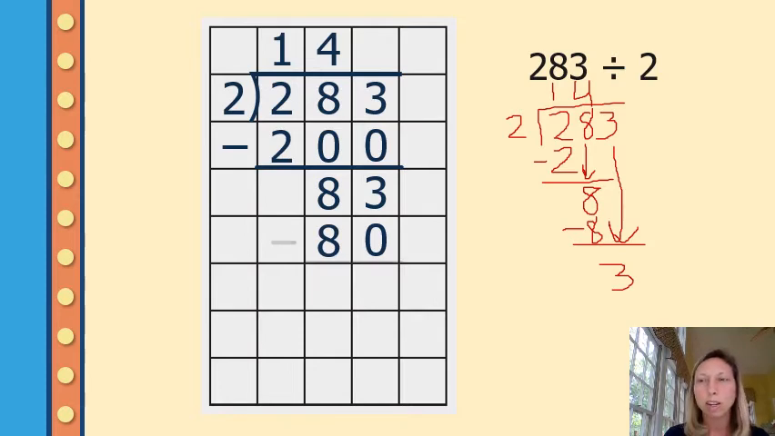80 is 3. So now we have 3 divided by 2. 3 divided by 2 is 1. I can only do one group of 2. So now we have 3 minus 2. And what's our remainder going to be? It's going to be 1. All right, so we have 141 remainder of 1.